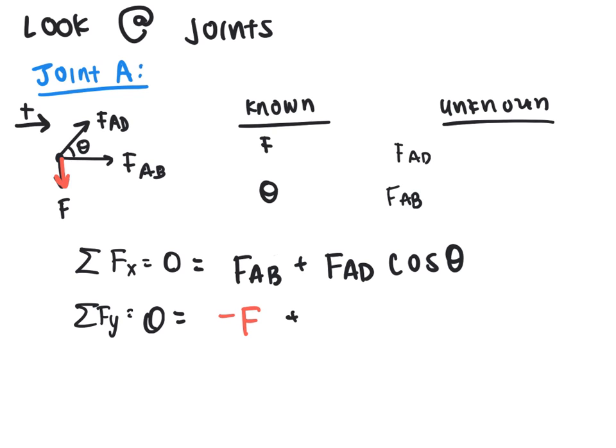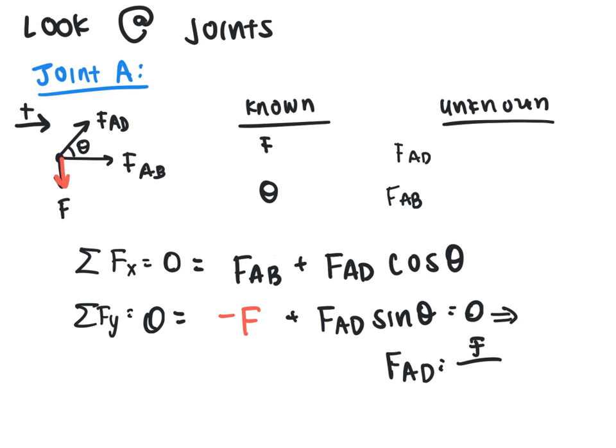And we also have force AD sine theta is going to be equal to 0. So now we could start solving for them. So here we could get that force AD is going to be equal to F divided by sine theta. And now we could solve for FAB. We're going to end up getting that FAB is going to be equal to negative F cosine theta divided by sine theta.